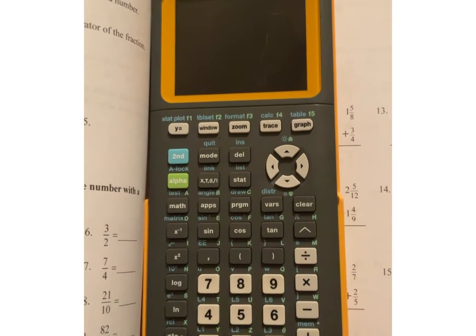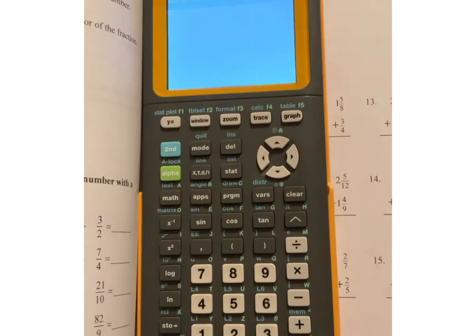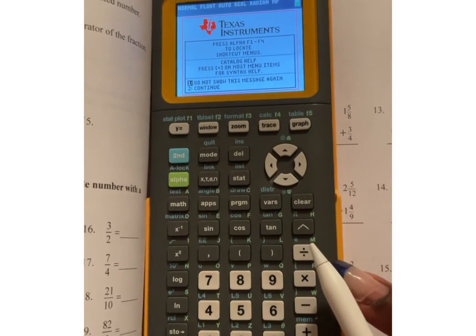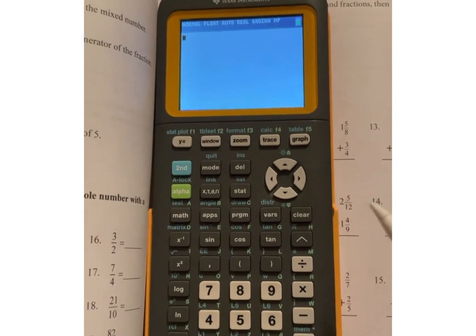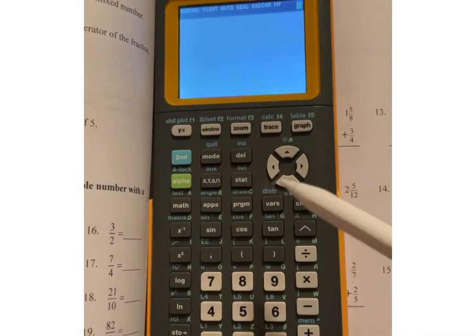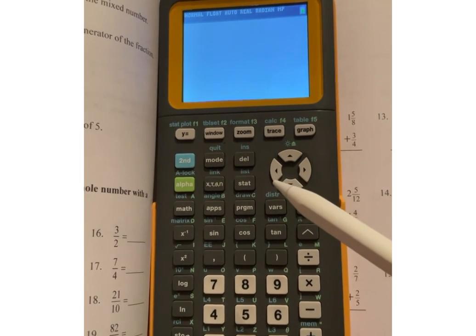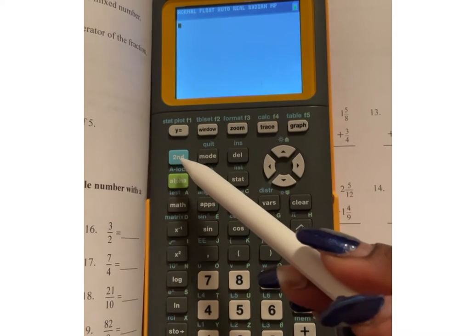Alright, you should have a calculator. If you do, go ahead and turn it on. This screen comes up, you press enter. And we're going to go through that first set of steps to clear out the calculator. This is what you would want to do every time you get a calculator.